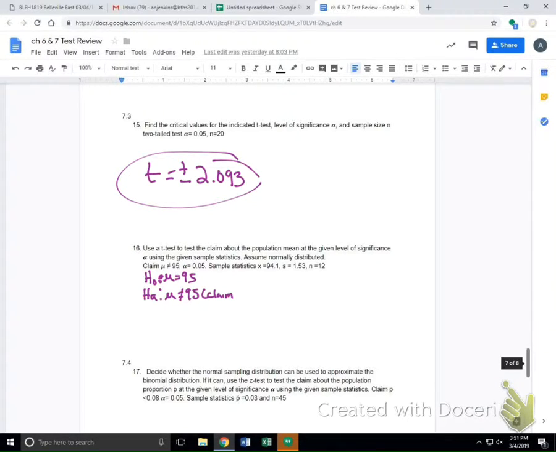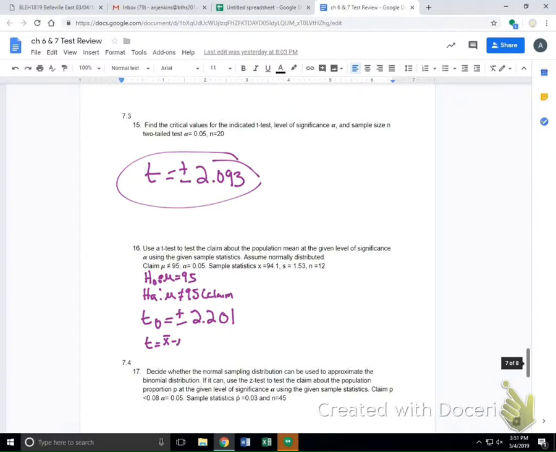With this, we want to go find our critical value. So if you look in the back of your book, since this is a two-tailed test, you have plus or minus, and then if you flip back there, you have an alpha of 0.05, degrees of freedom of 11, which brings us to 2.201.